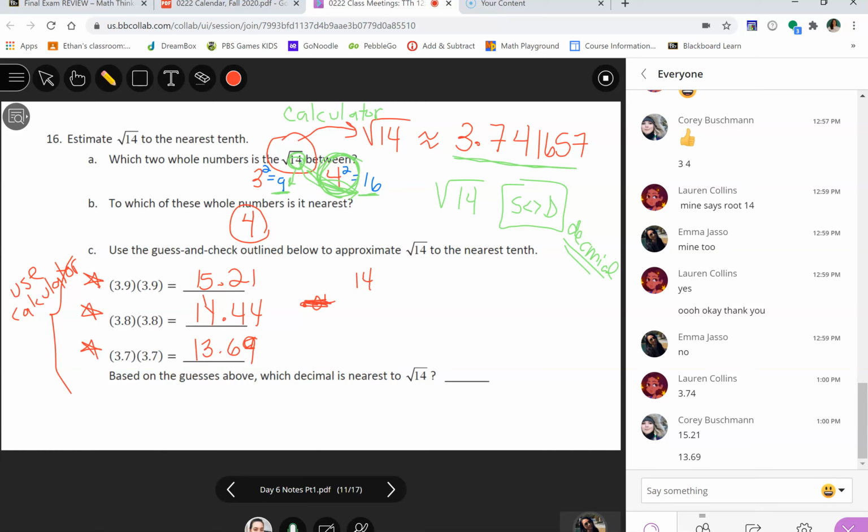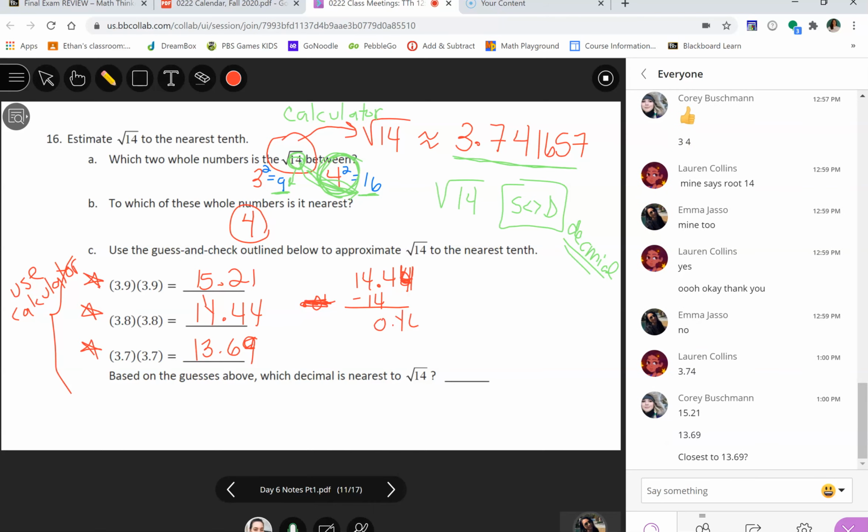If you really can't tell which one's closest, take 14 away from 14.44. It'd be 0.44 away. And then if I took 14 and 13.69 to see how far apart they are, remember subtraction tells you how far apart two numbers are. Those are only 0.31 away. So technically this one's closer, because when I subtracted 14 from the first decimal number and from the second one, there was less difference between 14 and 13.69. Anyway, but just use your calculator.